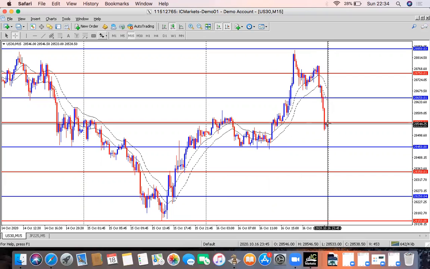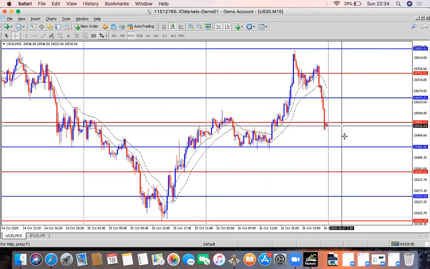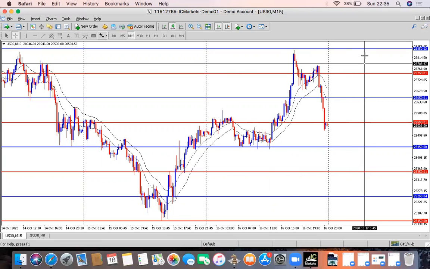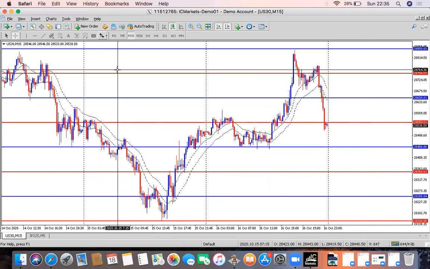So if I'm looking for another entry here, let's say I don't pick this here and it comes here. If I'm picking here, I'm going to be closing up here. So you could just pick these numbers.